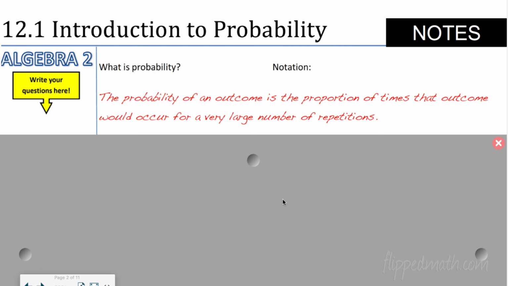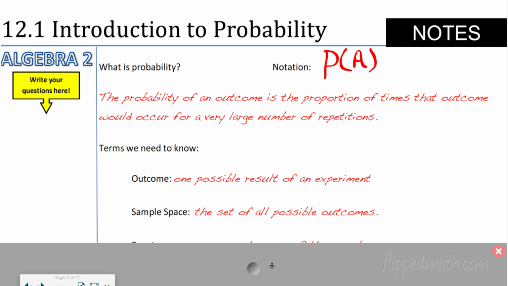Probability. What is probability? Probability of an outcome is the proportion of times that outcome would occur for a very large number of repetitions. It's somewhat like predicting, like if this were to happen lots and lots, how often would a certain event occur? Now, the notation we're going to use, we use a capital P with parentheses, and then I'll just say A. And what this means is the probability that event A happens. That's the notation we use. So when you see a capital P with some parentheses, that means the probability of that happening.